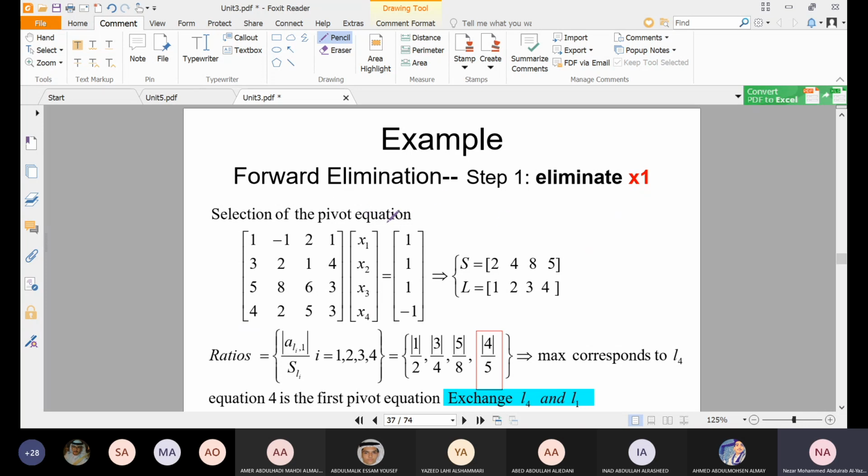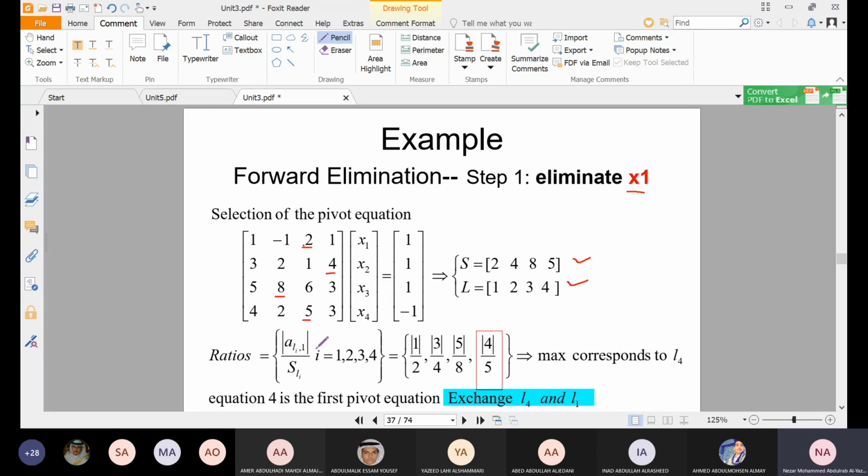So here, what we do, the first step is elimination. The first elimination is to eliminate x1. To eliminate x1, we already have the scale vector, and we have the index vector. And we said this is the maximum in each row. So this 2 is the max in this row, and this is the max in this row, and 8 is the maximum in the third row, and 5 is the maximum in this row.